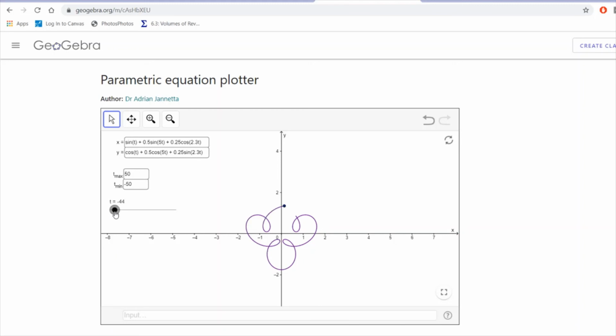It goes through a shape like that, and then notice it repeats the same pattern but shifted, and it keeps going around and around and fills itself in. And at some point, I think it starts repeating itself. But that's just one example of something you could get. This was sine of t plus 0.5 sine of 5t plus 0.25 cosine of 2.3t. As soon as you nudge any of those numbers a little bit, it's going to change the shape. And so there are a lot of different interesting shapes that can emerge.